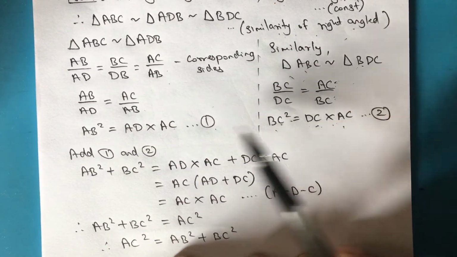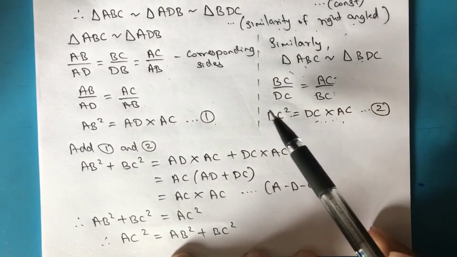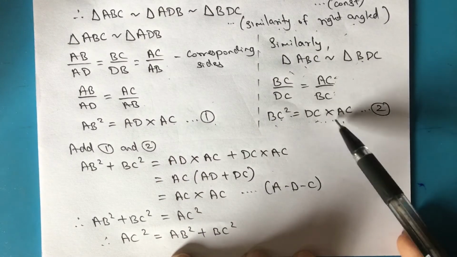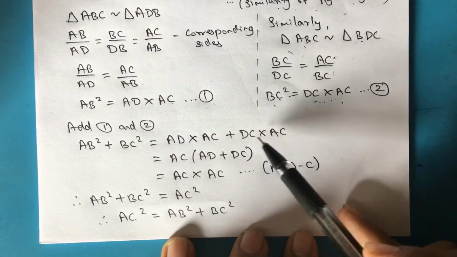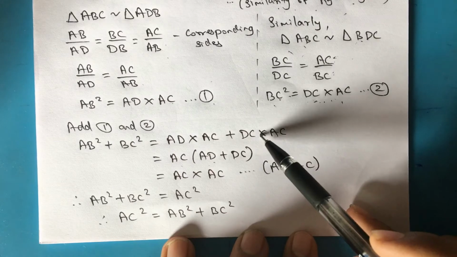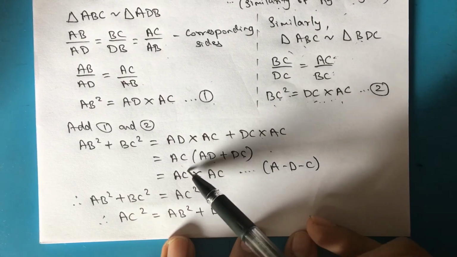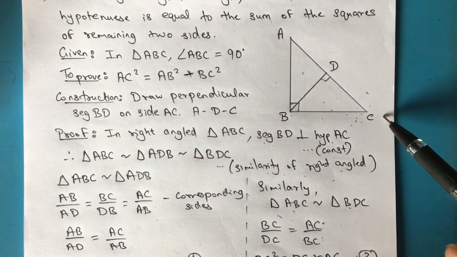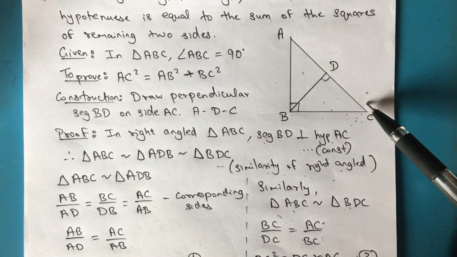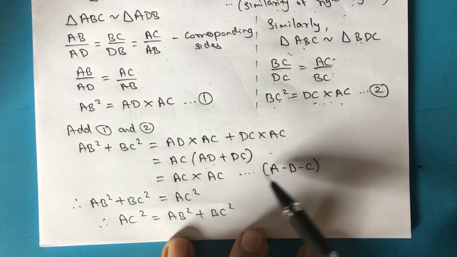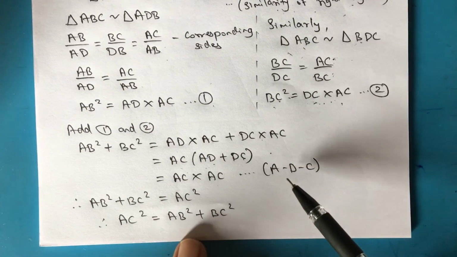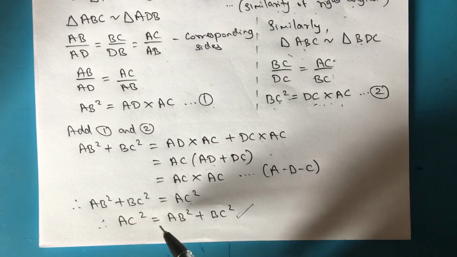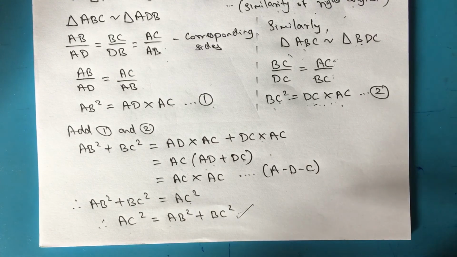Simply we will add them, add 1 and 2. So AB square plus BC square on the left hand side will get added, and on the right hand side AD into AC plus DC into AC. After adding the right hand side, we take AC common. Here AD remains and here DC remains. Both have AC, so we took it common. AD plus DC, if you see in the diagram, what will AD plus DC be? If we add AD and DC, we get the whole AC. So we wrote AD plus DC equals AC. The reason is that D is in between A and C, so that's why AC into AC will come AC square. Hence we have proved our theorem that AC square is AB square plus BC square.